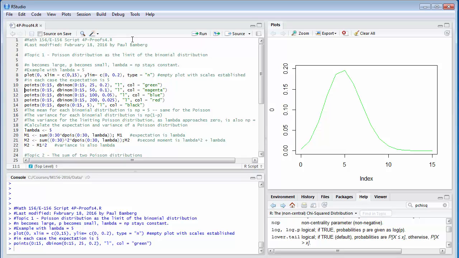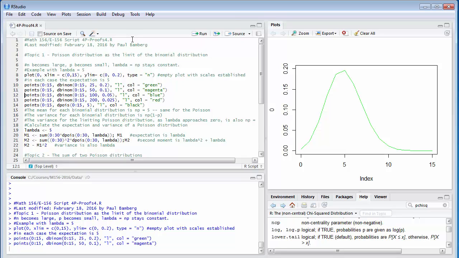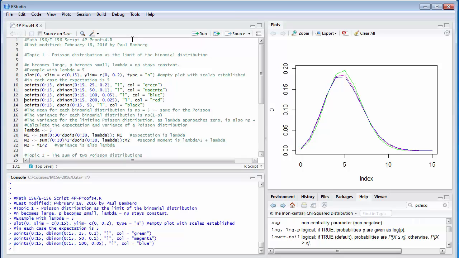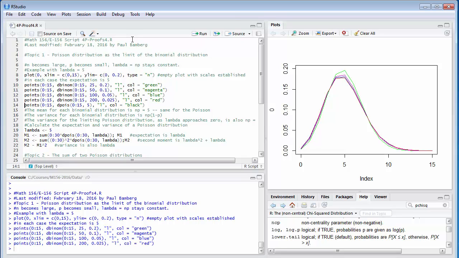Now let's try the same thing. 50 trials, each with a probability of 10% of success. Again, an expected number of 5 successes. There it's plotted in magenta. It's fairly similar, but not exactly the same. We go to 100 trials, each with a 5% probability of success. Plot it in blue. 200 trials with a 2.5% probability of success.